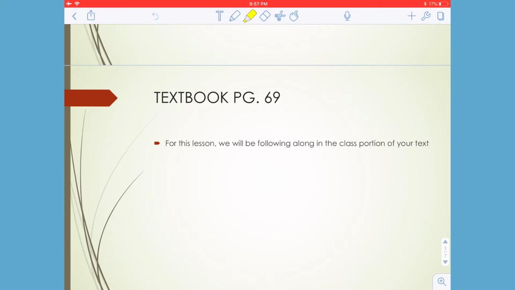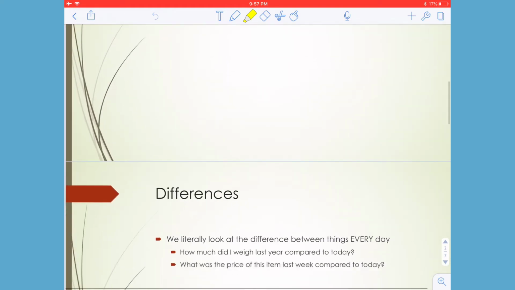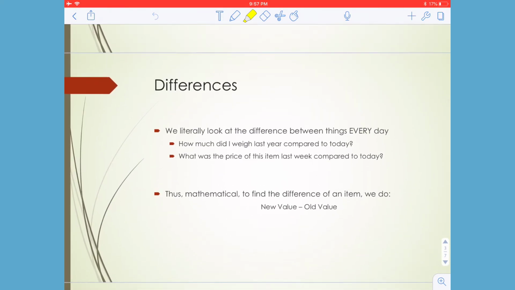I know I normally don't do that for our PowerPoint discussions, but I think it will actually help us in this case. So if you go to page 69, it says, when asked to compare the sizes of two numbers, most people think of subtraction, but the example above shows that this isn't necessarily the best choice. So let's go up and look at that example.